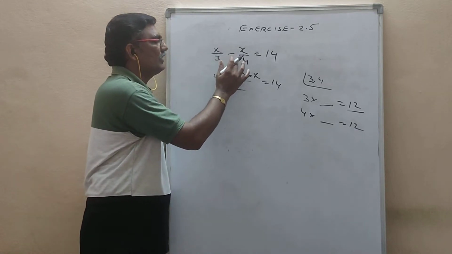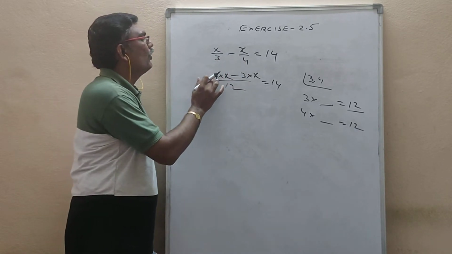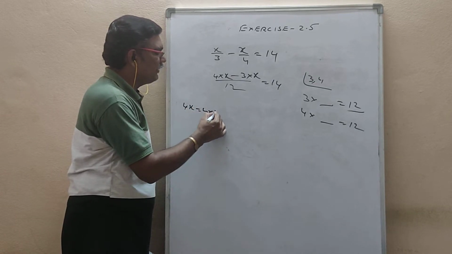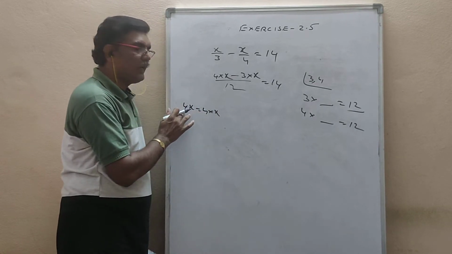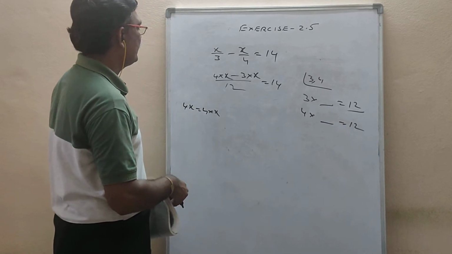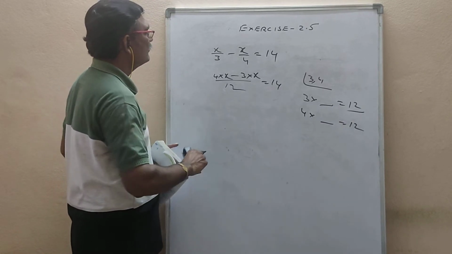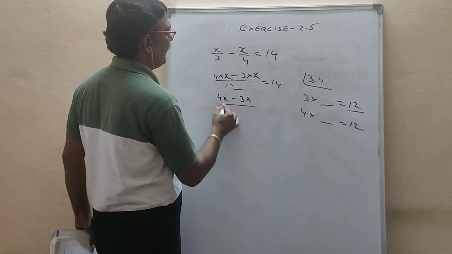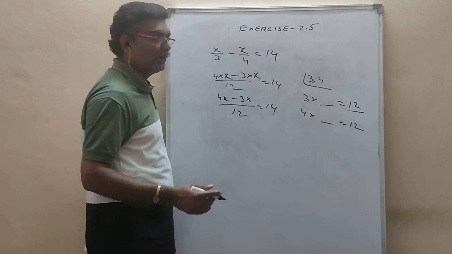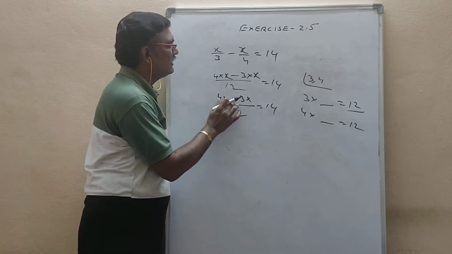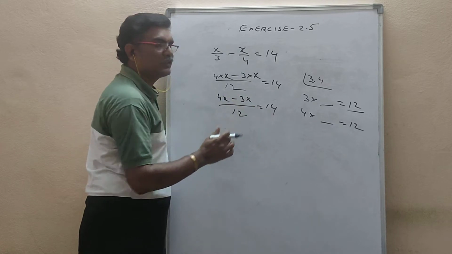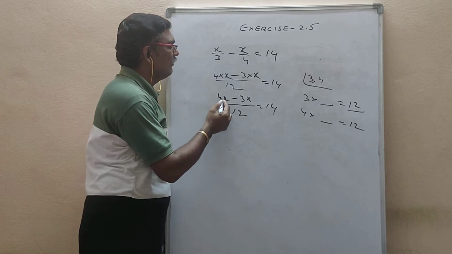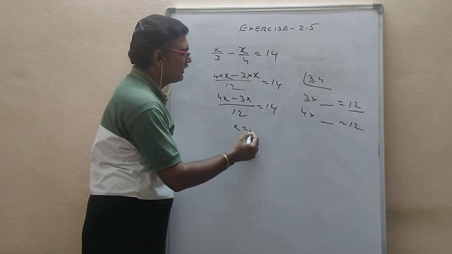So in the first step, I copied the same. Now 4 into x. If anyone writes 4x, its meaning is 4 into x. So 4 into x is 4x. Minus 3 into x is 3x by 12 is equal to 14. From 4x, it is called subtraction. Subtract 3x from 4x. 4x minus 3x is x.